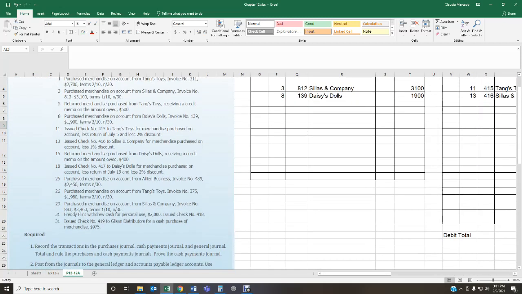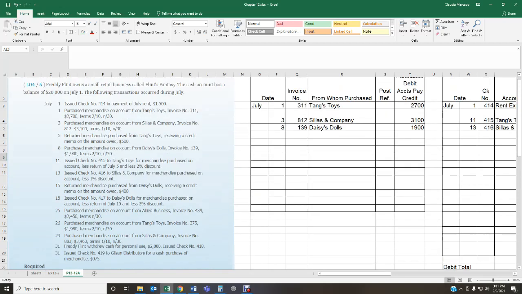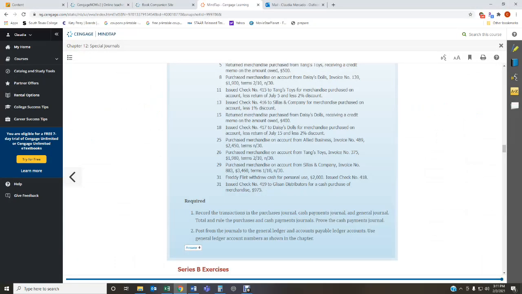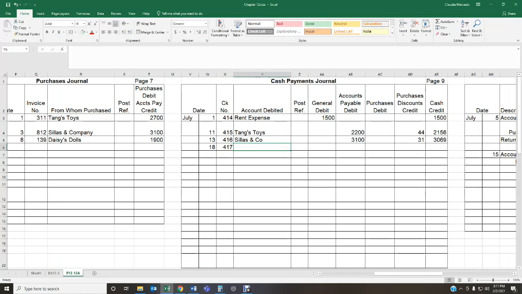On the 18th, we issued check number 417 to Daisy's Dolls for merchandise purchase on account, less the return on July the 15th, and less a 2% discount. So we are making a payment. If we're making a payment, we're going to use our cash payments journal. Okay, let me see. Check number 417, and this is for Daisy's Dolls. And the amount for the transaction is $1,500.